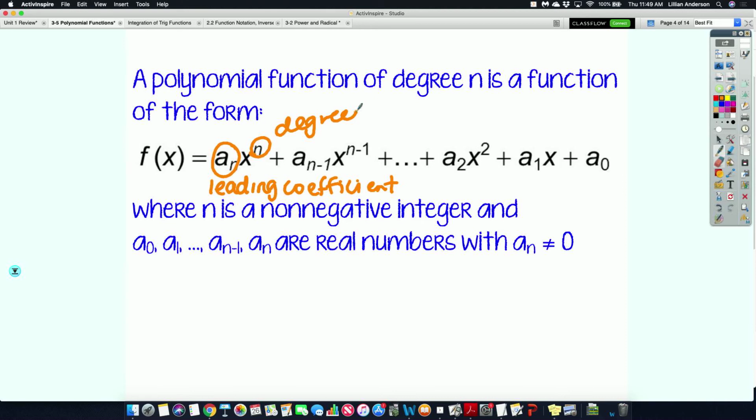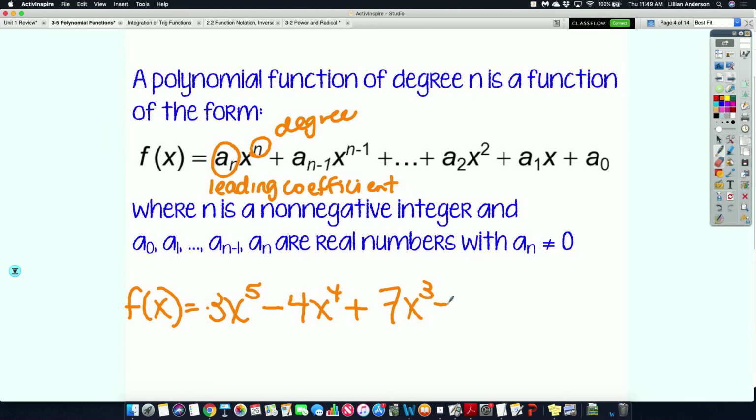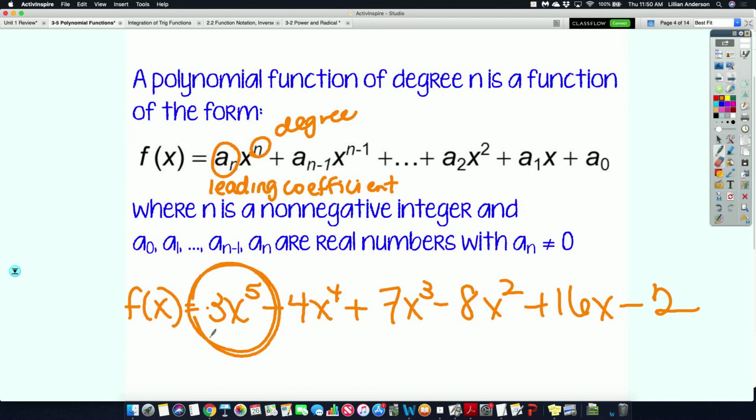Okay? So an example like that, like I said, could be 3x to the 5th power minus 4x to the 4th power plus 7x to the 3rd minus 8x squared plus 16x minus 2. That's an example of a polynomial function. As you can see, your exponents are decreasing. That's in standard form. Okay? And then your leading coefficient in this case would be what number? 3. Okay? You always want to identify where the largest exponent is.